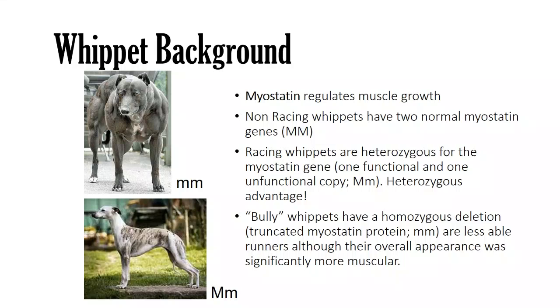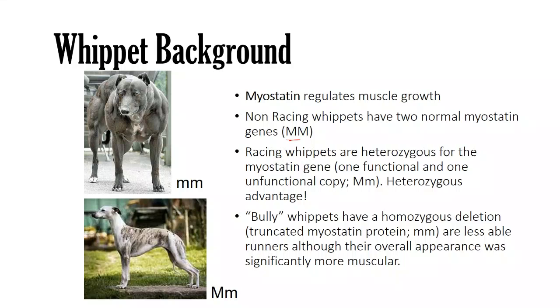But I would like for you to take a couple minutes and see if you can do some practice problems in your packet. The gene that we're going to be focusing on is myostatin, and it regulates muscle growth. So this is a regulatory gene. And what we've noticed is that non-racing whippets, so those are really little tiny ones, have two normal myostatin genes, so big M, big M. And they happen to be extra little tiny, like 30-pound dogs.